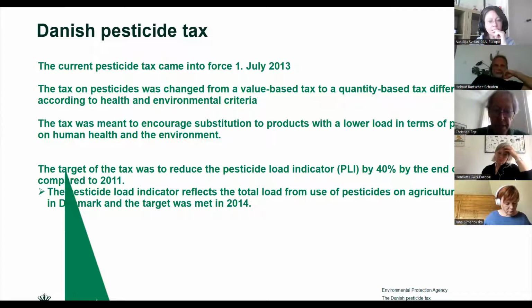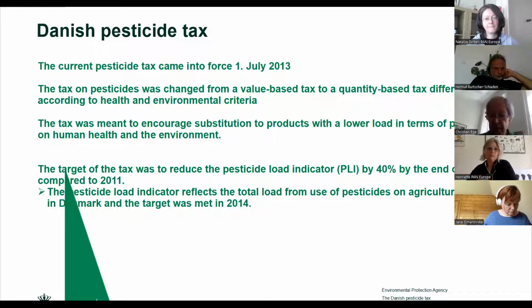This was linked to a goal of a 40% reduction in the pesticide load by the end of 2015, meaning during 3 years. And this goal was reached, in fact, one year before, in 2014. Next slide, please.